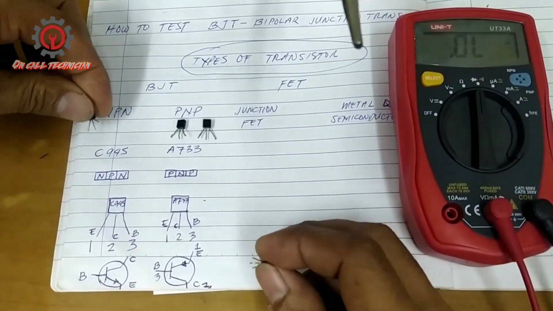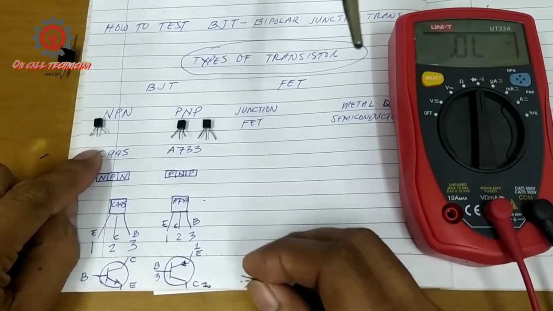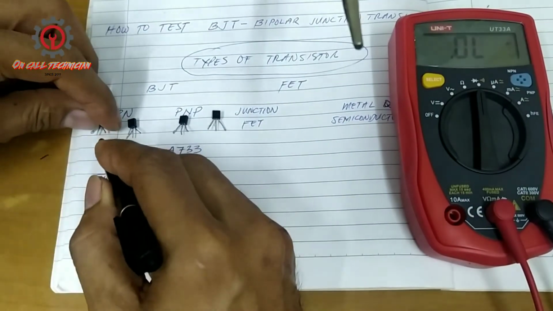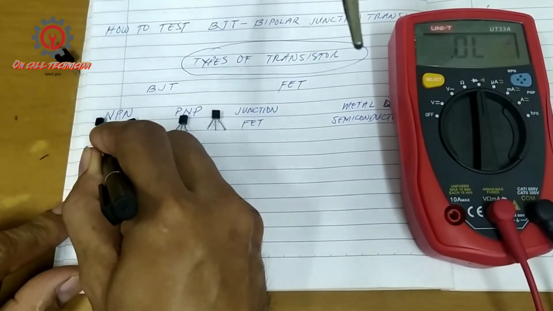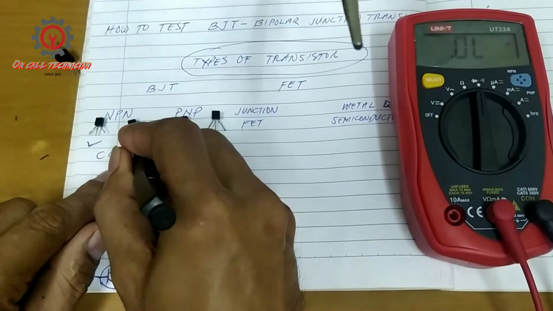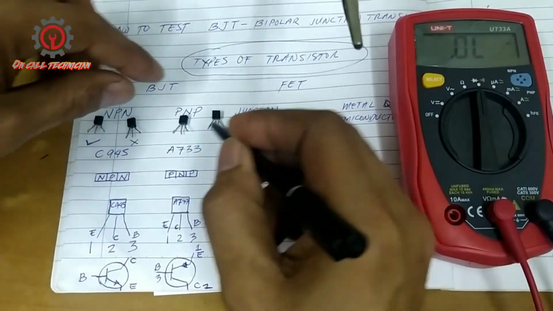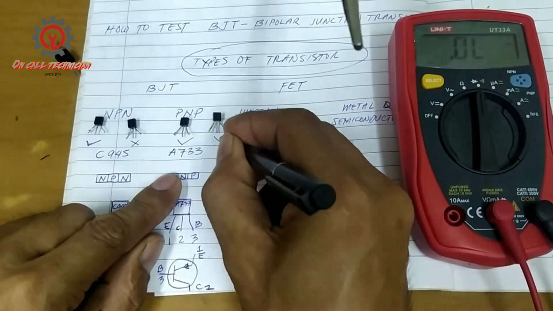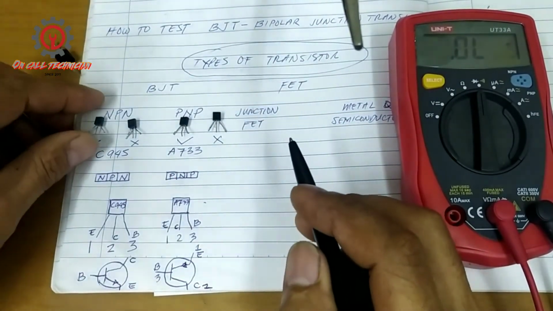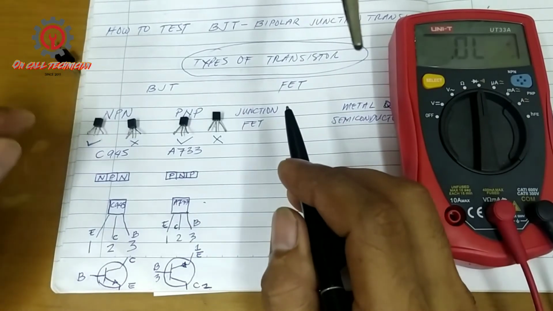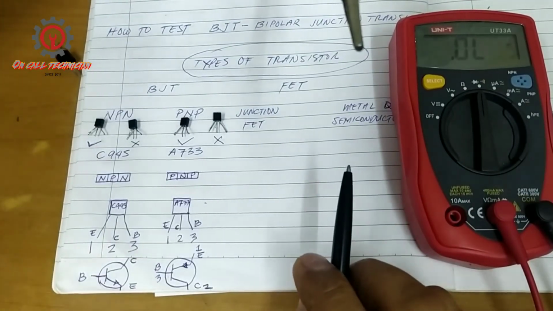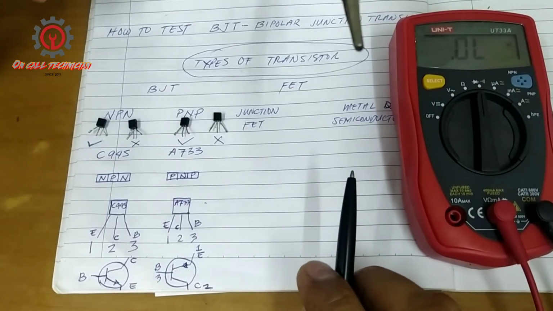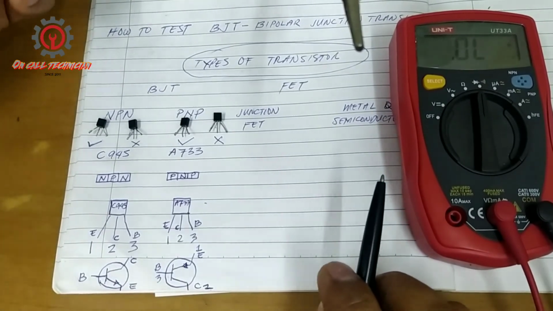And this one also, guys, is good for the NPN, and this one is not good, it's shorted. And this one is good, and this one here is shorted. This one also is good, and this one is shorted. So that's how you do it when you check NPN and PNP transistors.